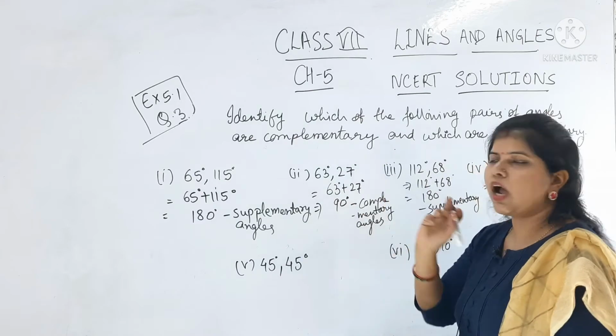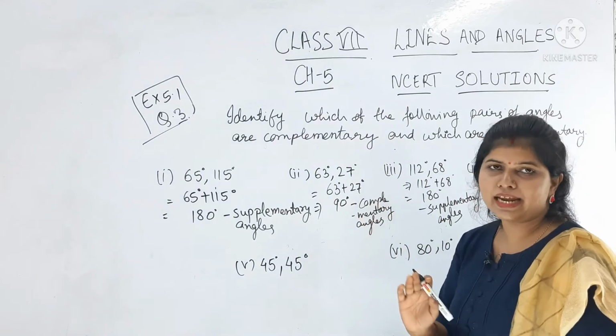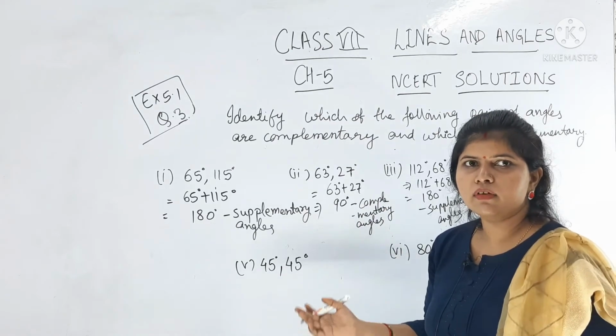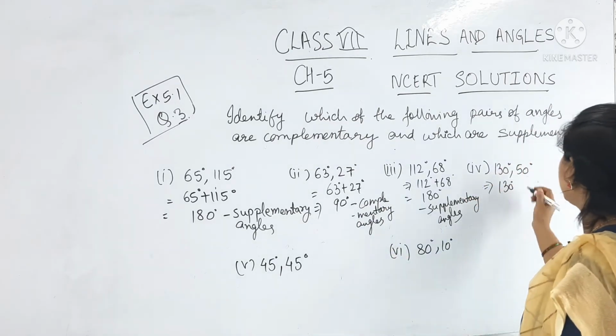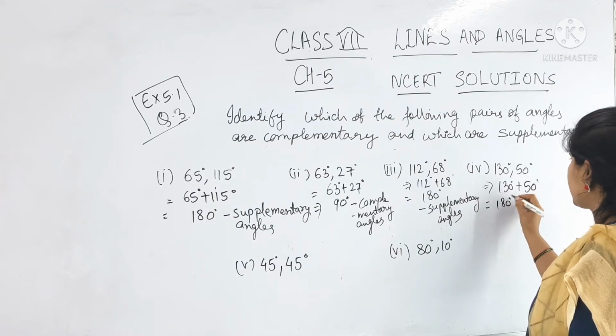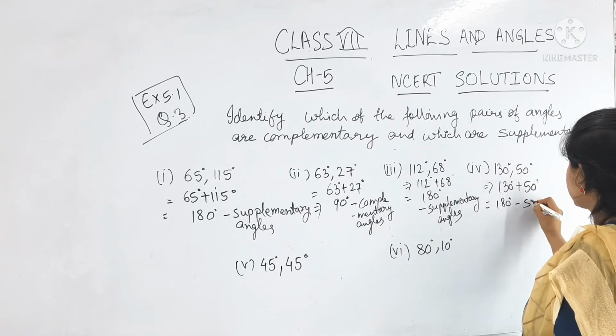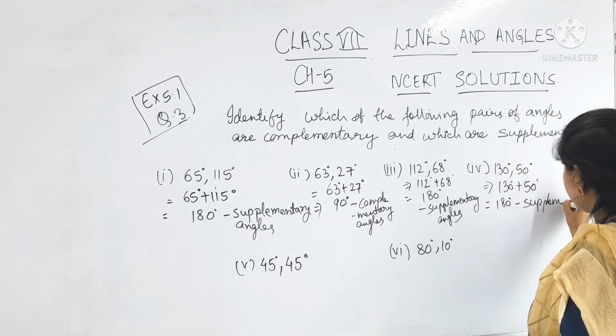If both are acute angles, that will be the complementary angles. The sum is less than 90 degrees, and only then will it come to 90 degrees. Here 130 degrees plus 50 degrees is 180 degrees, because one is an obtuse angle and one is an acute angle. So these are supplementary angles.